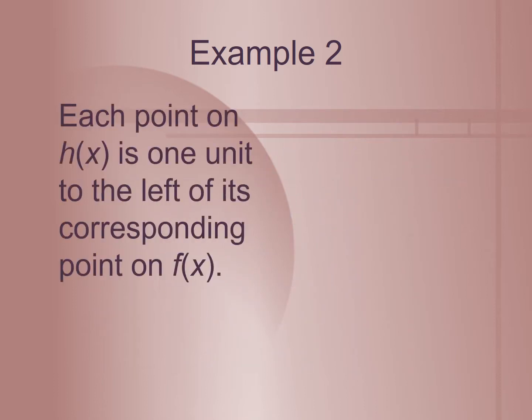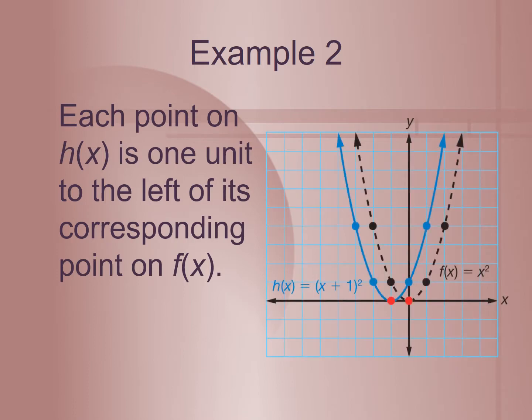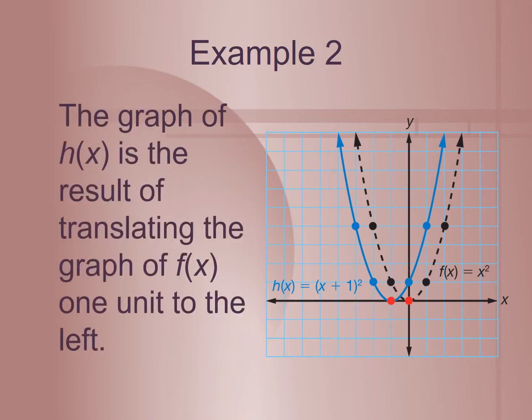So when we compare this function h of x to the parent function, f of x, which is x squared, we notice that everything is left of our parent function, right? Everything moved left. So we could say that the graph of h of x, which was x plus 1 squared, is a result of translating the parent function, f of x equals x squared, 1 unit to the left.